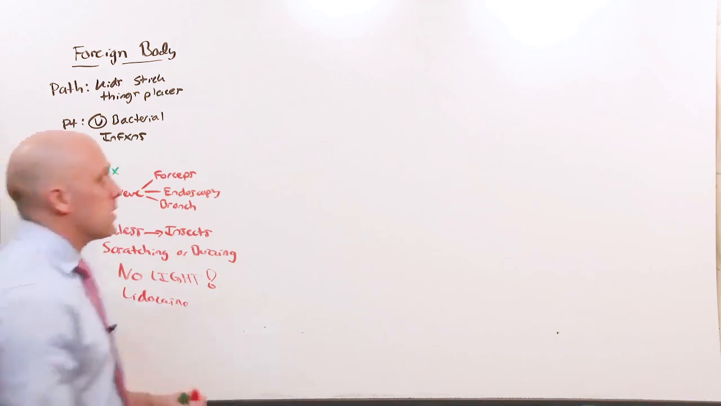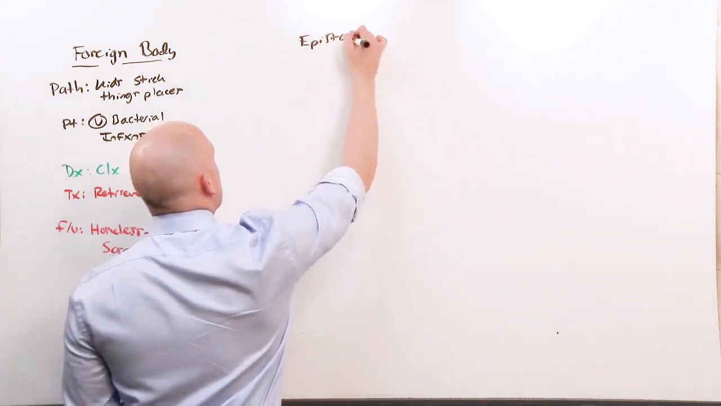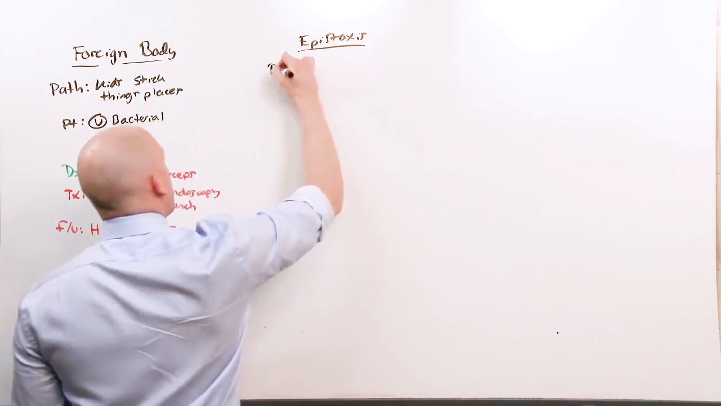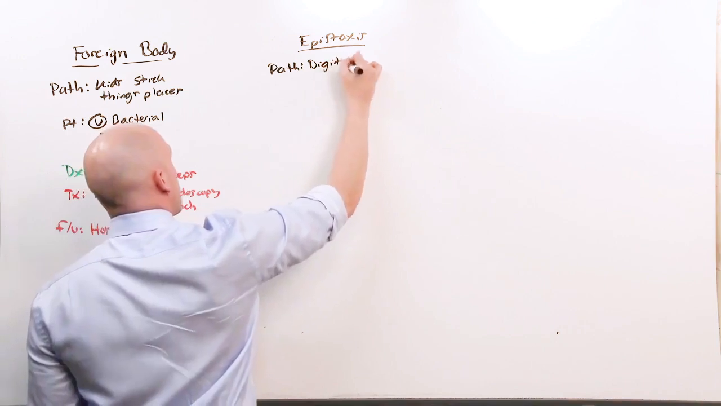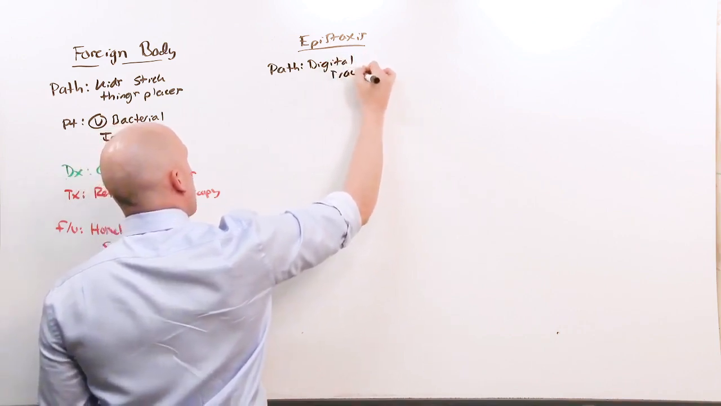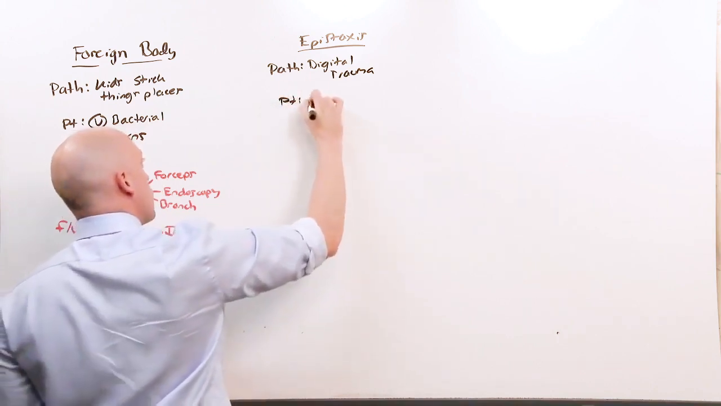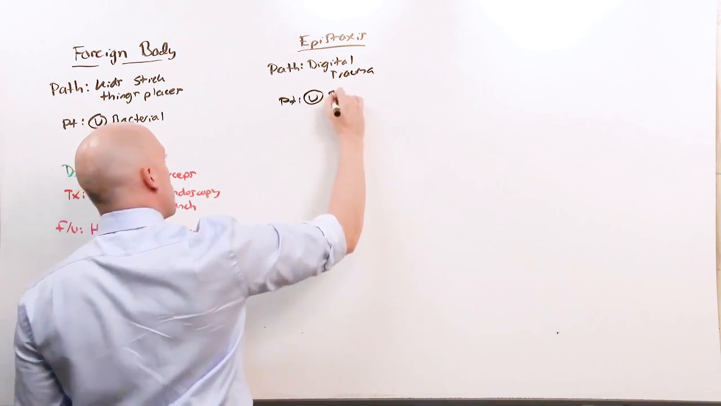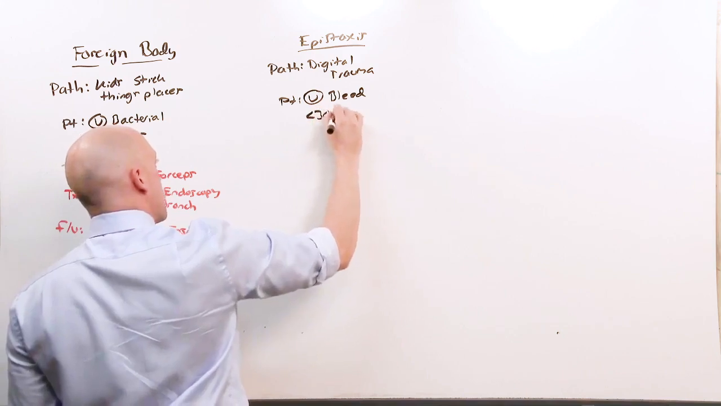That's foreign body. Let's talk about epistaxis, nosebleeds. In kids, almost always epistaxis is going to be digital trauma. That's the medical terminology for nose picking. And a nosebleed is normal if it's a unilateral bleed, that is only one nostril is involved, and it lasts less than 30 minutes.